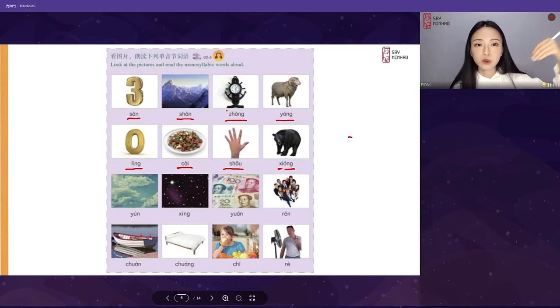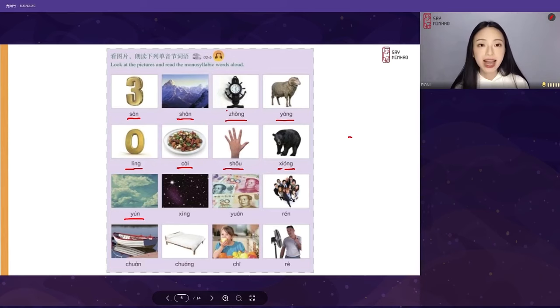For this one, it is xiong, which means bear. The initial is x, and the final is iong. The tone is second tone. Put them together: x iong, xiong.